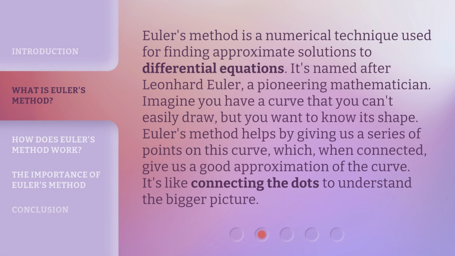Euler's method is a numerical technique used for finding approximate solutions to differential equations. It's named after Leonhard Euler, a pioneering mathematician. Imagine you have a curve that you can't easily draw, but you want to know its shape. Euler's method helps by giving us a series of points on this curve, which, when connected, give us a good approximation of the curve. It's like connecting the dots to understand the bigger picture.